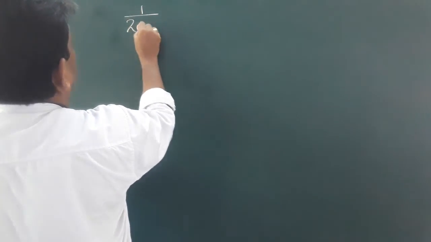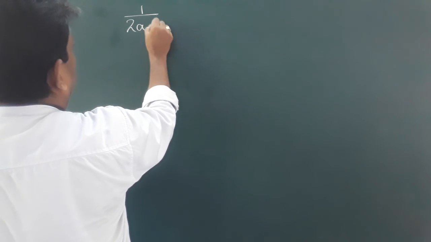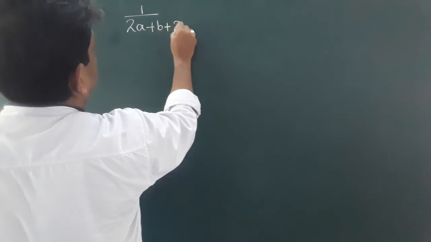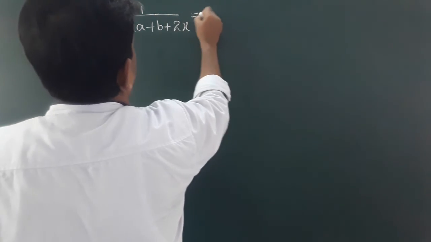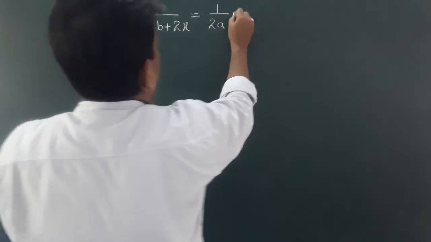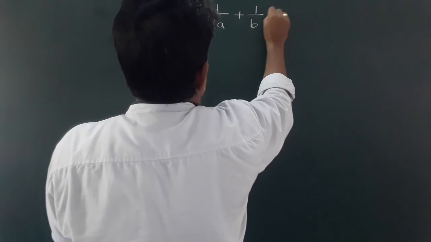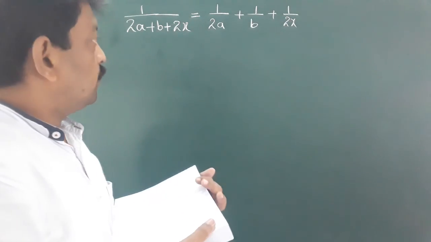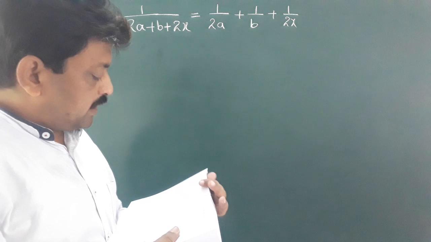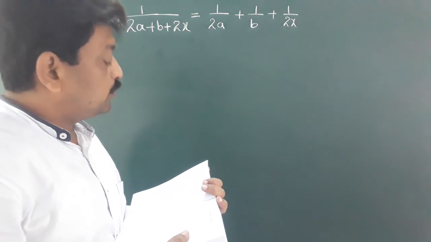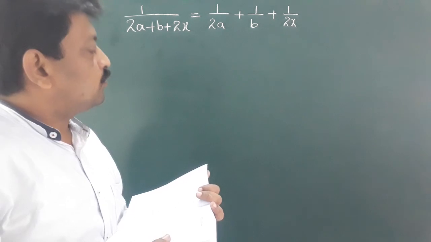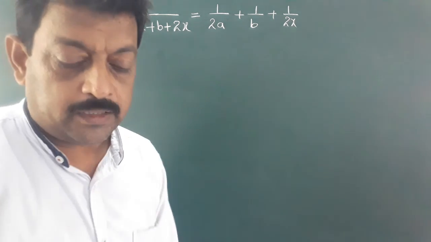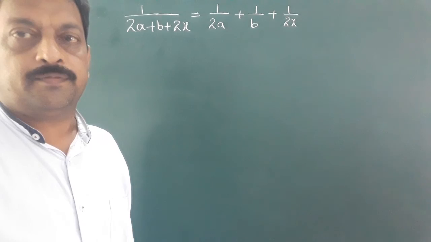The next question is 1 upon 2a plus b plus 2x equals 1 upon 2a plus 1 upon b plus 1 upon 2x. We have to find the roots of this quadratic equation.